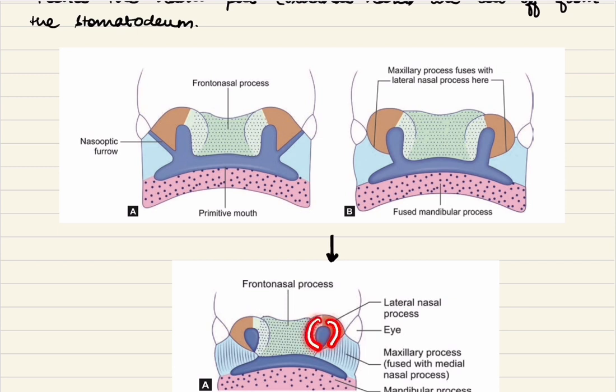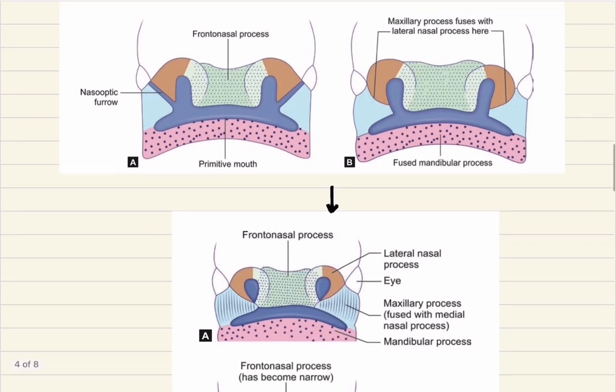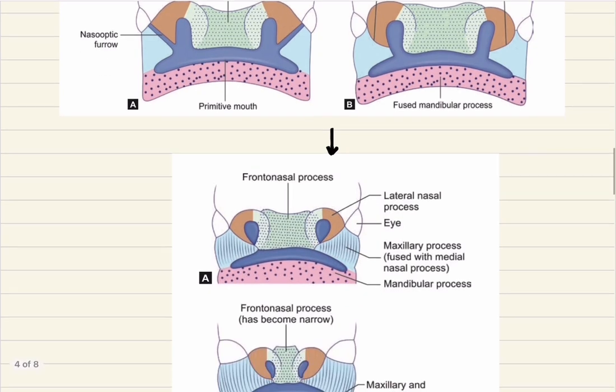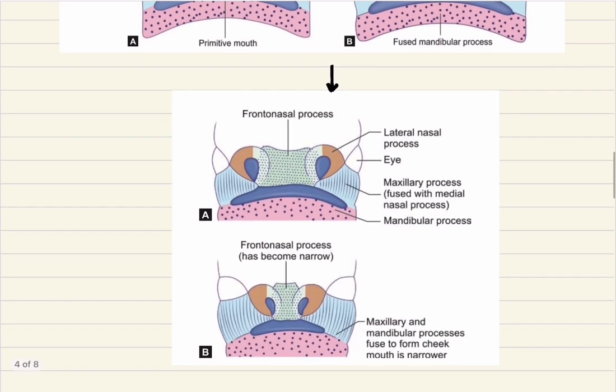and also the medial and the lateral nasal processes fuse with each other, and hence after their fusion the nasal cavity is sealed off from the developing stomatodium. And what happens is with their medial growth the frontonasal process becomes narrower, and also the size of the mouth reduces, it also becomes narrower.